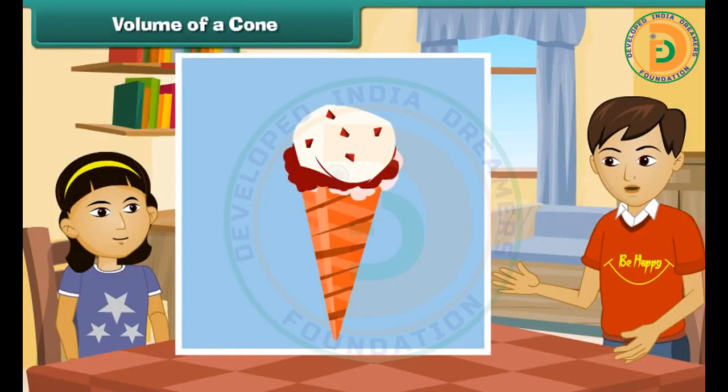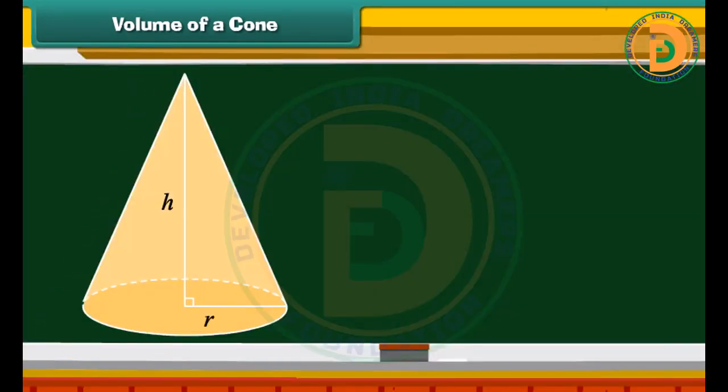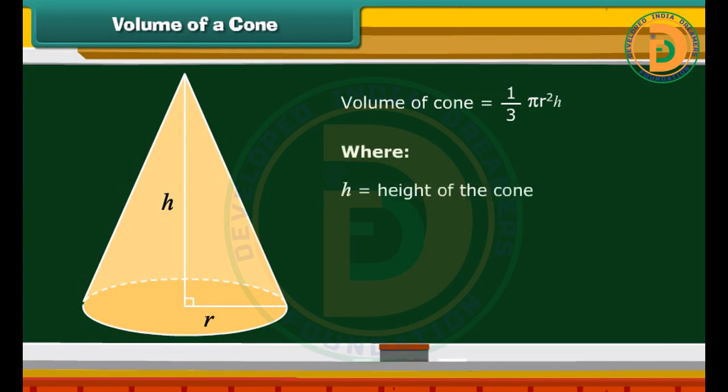Wow, yummy ice cream! Have you ever wondered how much ice cream it would take to fill up a cone? Have a close look at its cone. It has a round base which narrows to a point. Are you interested in measuring its volume? Volume of a cone is simply given by 1 by 3 pi r square h, where h is equal to height of the cone and r is equal to radius of the circular base of the cone.